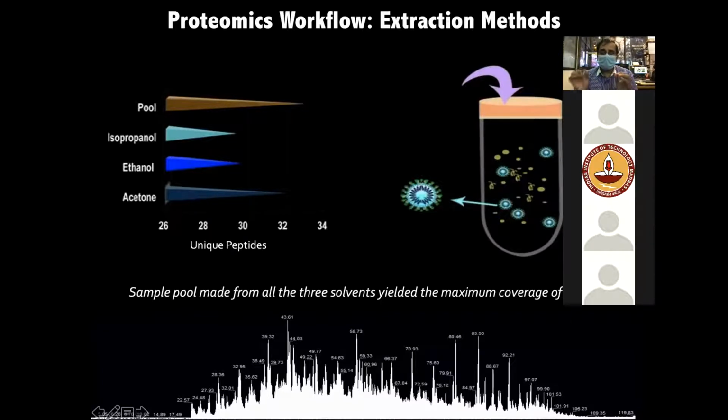So we tried different extraction methods with isopropanol, ethanol, acetone, and did this deep proteome coverage, which means every single peptide present in the given swab sample, we tried to analyze. And we could see there are several unique peptides, almost 26 to 32 peptides coming from different methods. And when we pooled different extraction methods, that yielded the maximum number of viral peptides. What we are looking at is data searched against a specific database for SARS-CoV-2.